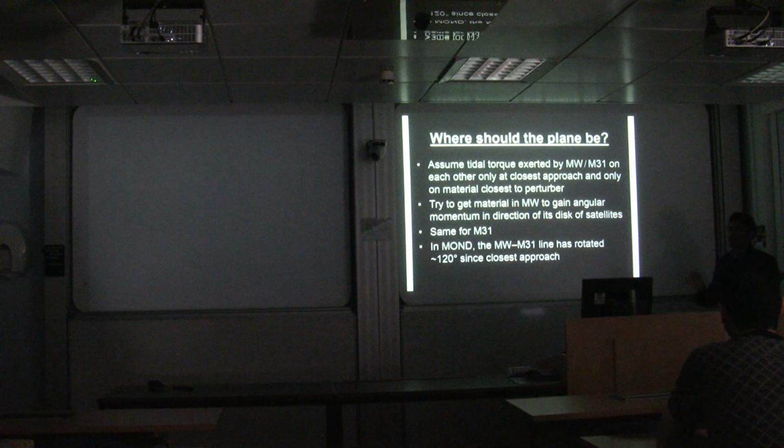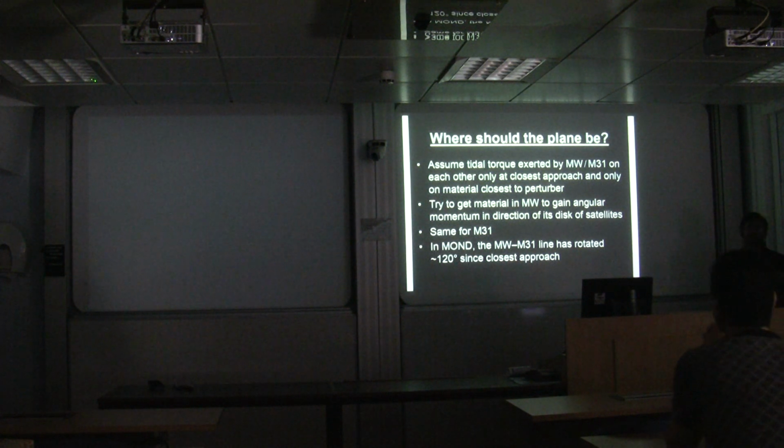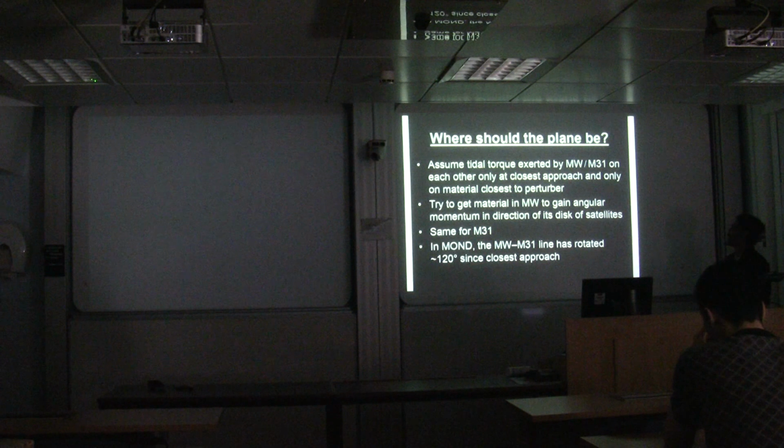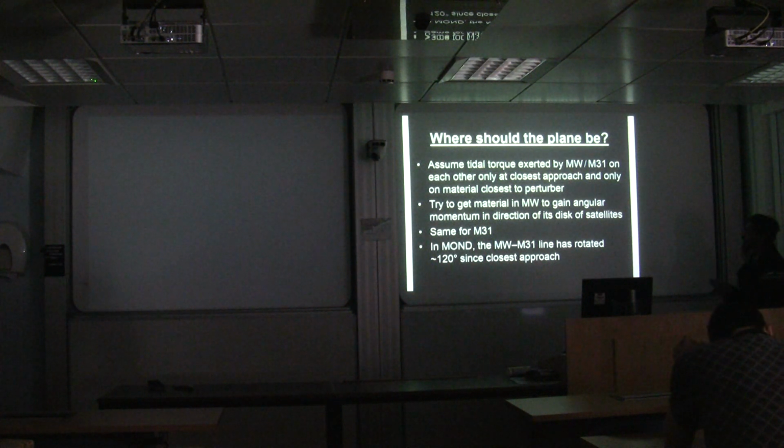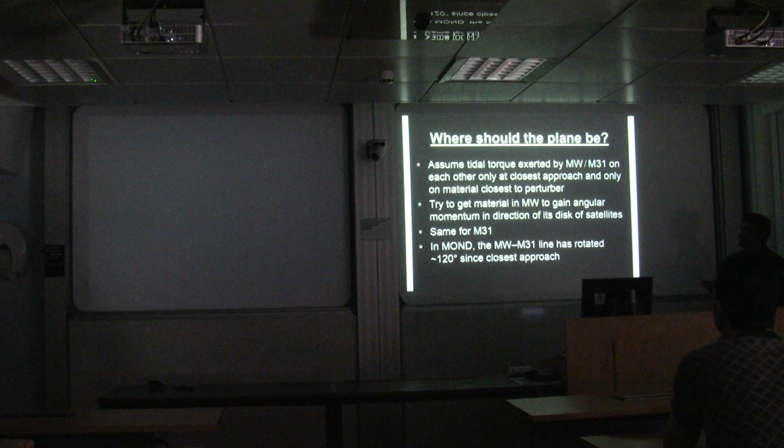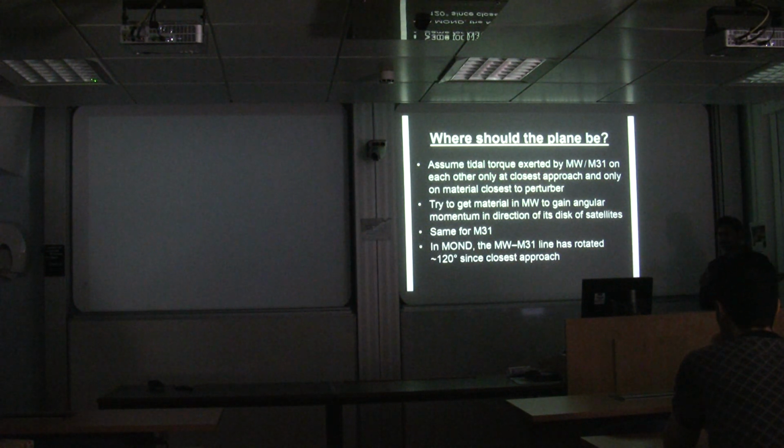But one more very important thing is what orientation should this plane actually have? To find out, I did certain calculations in March, which are quite simple, based on assuming that the Milky Way and Andromeda exert tidal torques on each other only at the exact moment when they approach closest to each other, and only on the side of each galaxy which is nearest the perturber. So the Milky Way is here, Andromeda is over there, only the Milky Way on this side gets a tidal torque.